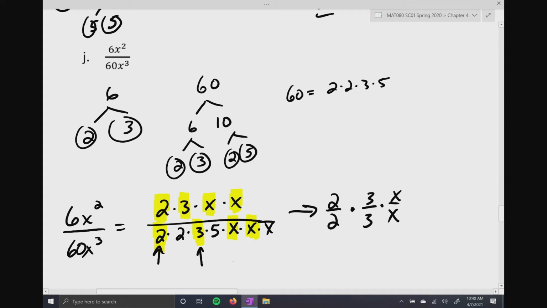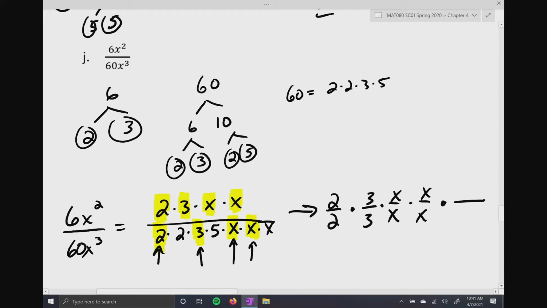X over X and X over X. Now, I'm going to write whatever is left over. Notice in my numerator, and this is why I hate the word cancel, because cancel means it goes away. Here's what we know. 2 over 2 equals what? Tell me or show me with your hand. 2 over 2 equals 1. 3 over 3 equals 1. X over X is 1, and X over X is 1.